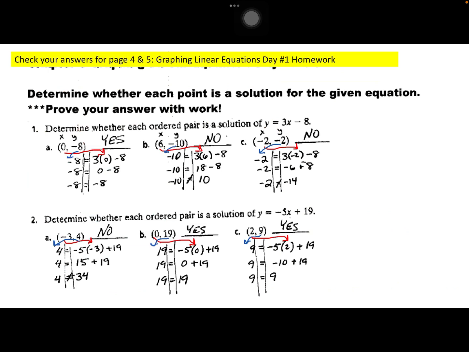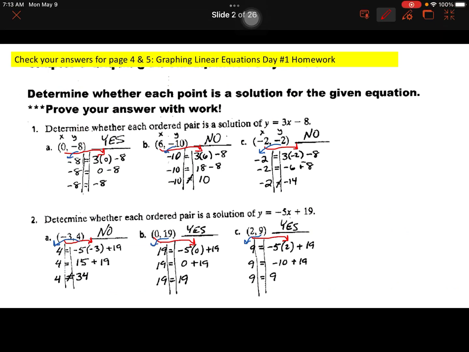So on this first page, page 4, you were supposed to show your work, and remember, with ordered pairs, the first number is always your x, the second number is your y, and when you have two variables in a linear equation, you have an infinite number of solutions. And so what this question's asking is, is the ordered pair that they gave you one of those infinite solutions? And like in A, -8 equals -8, so it worked, so that is a yes.